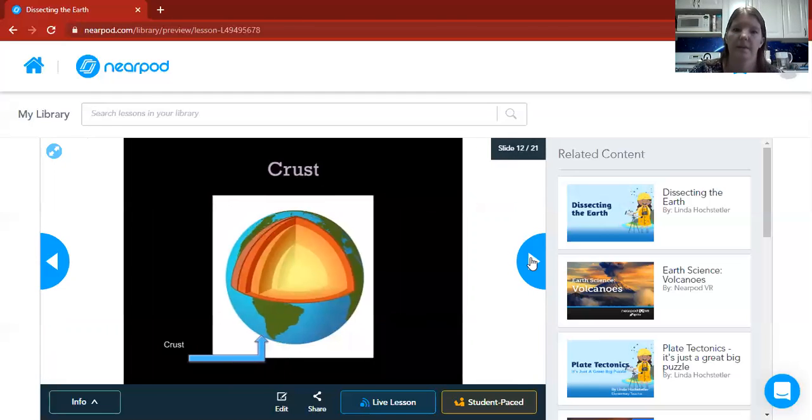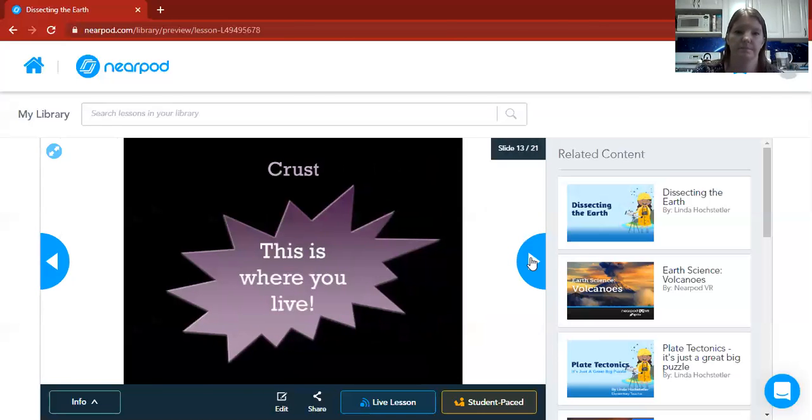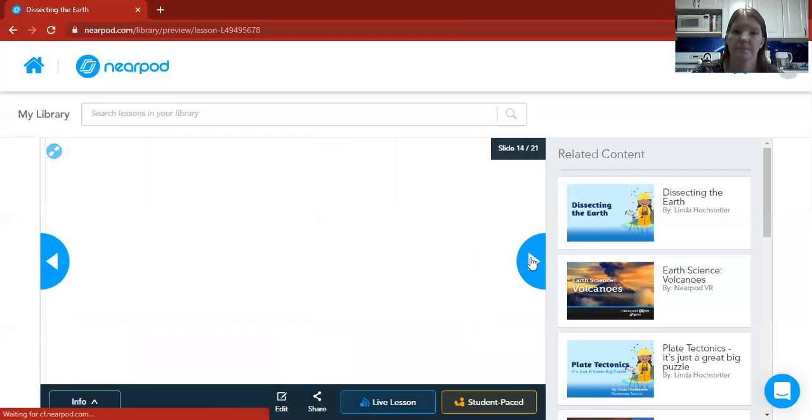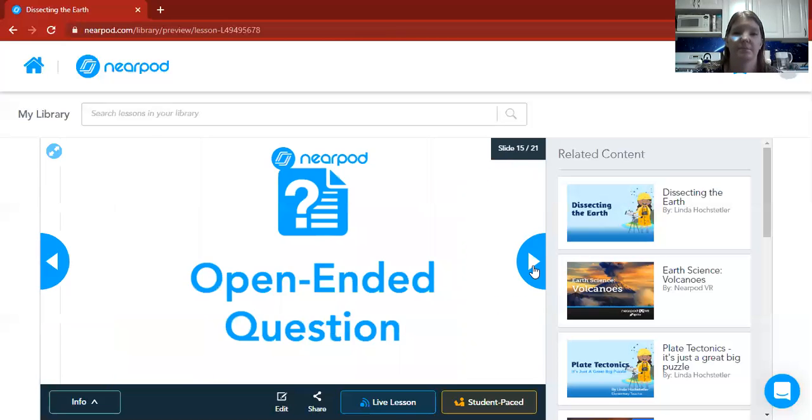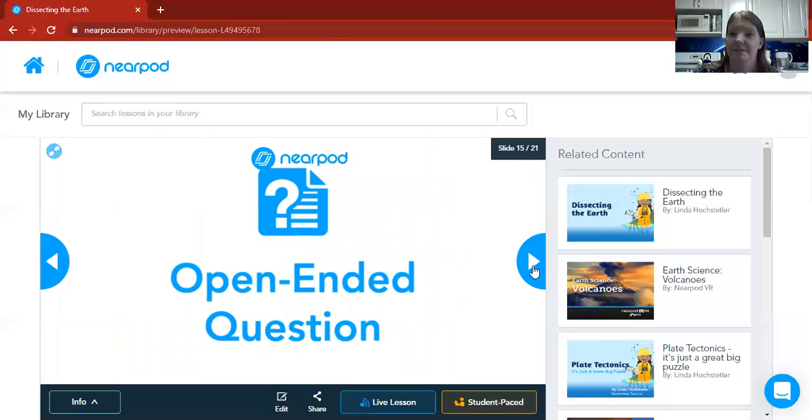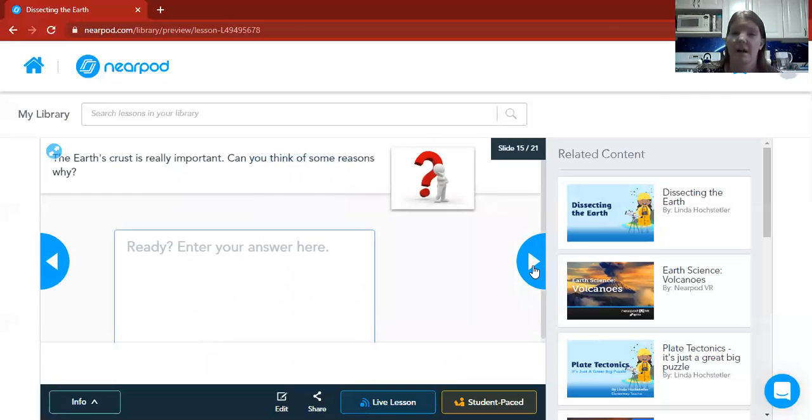And finally the crust. This is the layer that we live on. This is where you live. Again, you can have this read to you. Crust is the thinnest layer of the Earth. This is where the Earth's water exists. Imagine the peel of an apple. That is the relative thickness on which you live if the Earth was an apple. So if you think about it, it's not very thick. But it's amazing how it still is so thick to us.